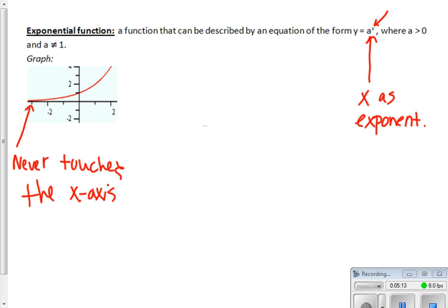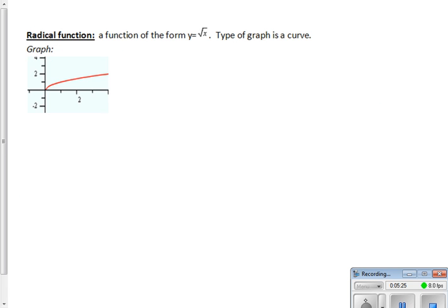So you get this nice, smooth curve, something similar to that. So it's an exponential function. Our next function is a radical function. A radical function is anytime you see x in a square root. So if you have the square root of x, your graph is going to create this nice curve right here.